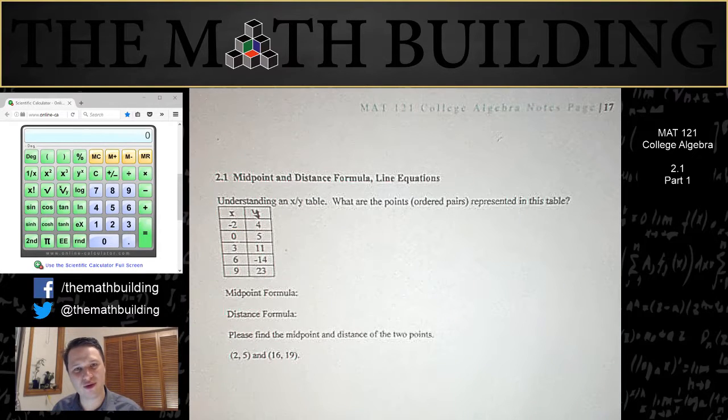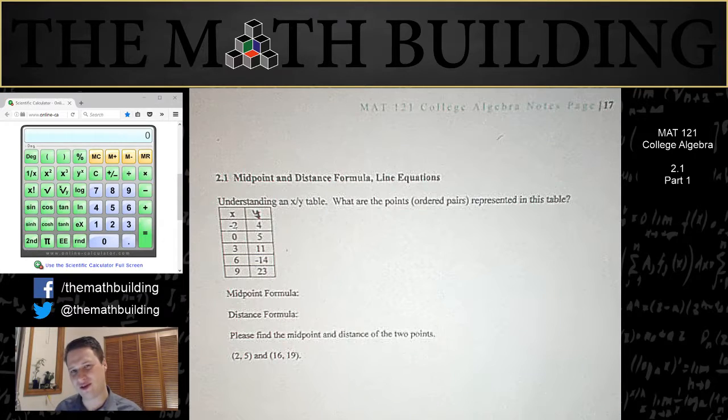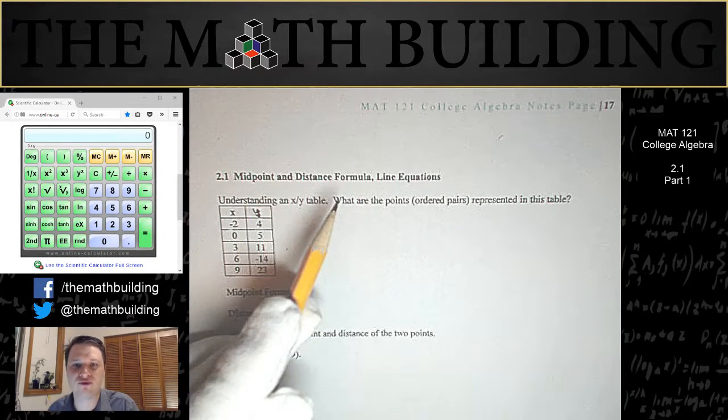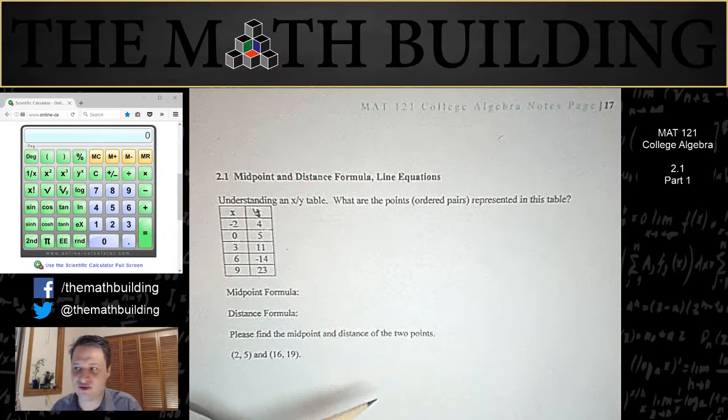Chapter 2 introduces a bunch of important topics, but most of all it introduces functions, which is an incredibly important topic, especially in calculus, because calculus is, in a way, the study of functions and the study of how they change and things you can do with them. But let's start with 2.1, which introduces two important formulas, the midpoint and the distance formula.